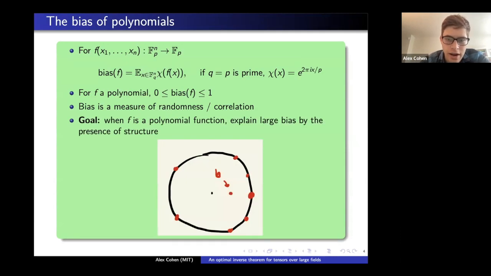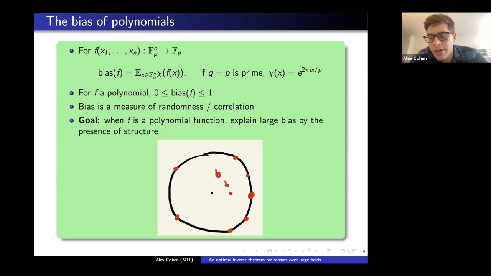The character applied to f is going to be some value on the unit circle. For instance, if this is a prime field, then it maps 0 to 1, and then maps everything else around the unit circle. The bias measures how biased the output distribution of the character chi of f of x is. In particular, if f is a polynomial, then one can show that the bias is a real number between 0 and 1. So the bias being large is the same as the bias being close to 1. You should think of bias being small as a presence of randomness or lack of correlation, and bias being large as some unexpected correlation between the outputs.